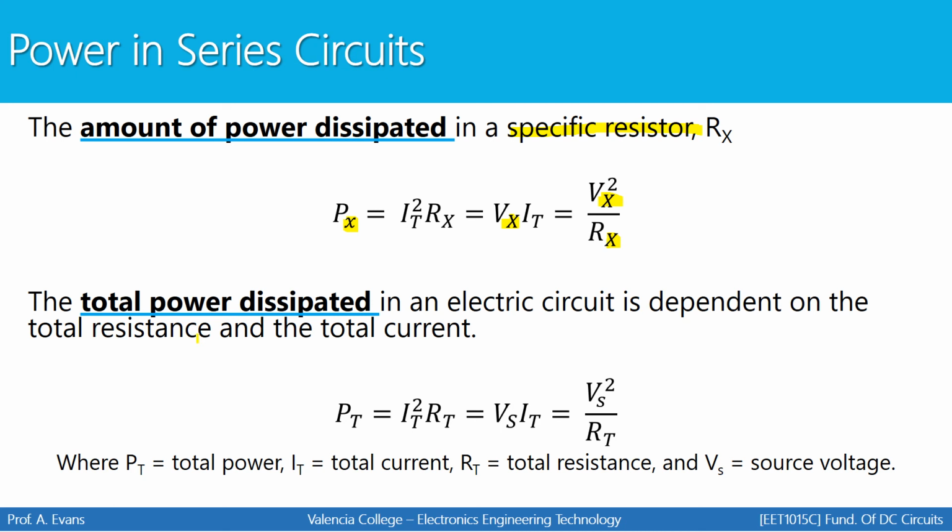Or if you want to find the total power in an entire circuit, you can use these formulas. Notice the formulas haven't changed, the subscripts are the only thing that's different. Instead of finding it for an individual resistor, Rx, we're using the total resistance in the entire circuit. This will give us the total power in the entire circuit.